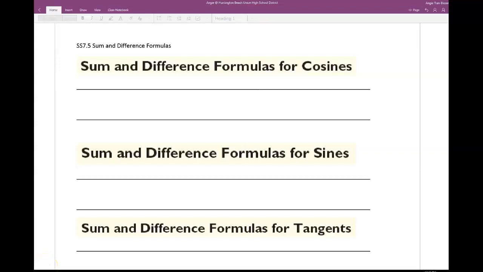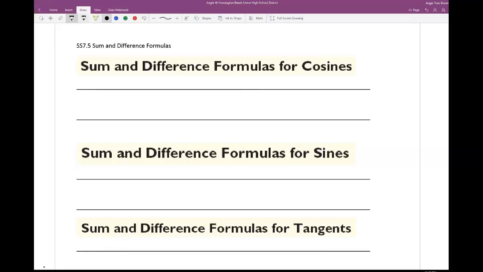Hey guys, this is our 7.5 section in our trig unit, sum and difference formulas. So I'm going to give you a couple of these identities. Formulas is also another word for identity. The first one is called sum and difference formulas for cosine.